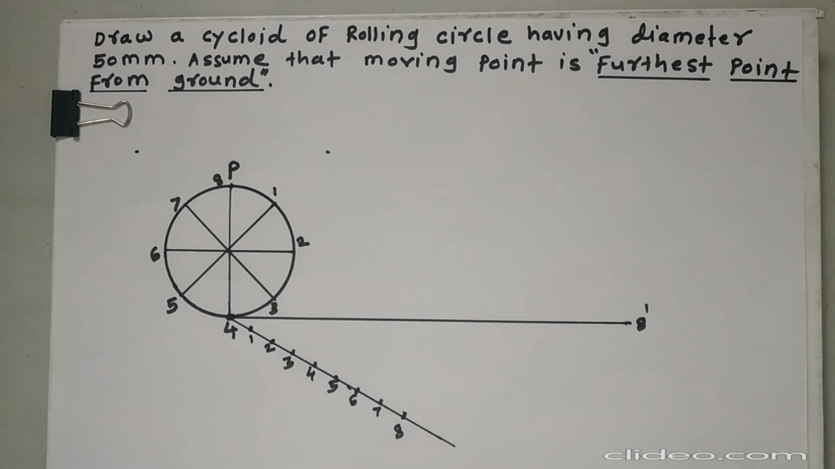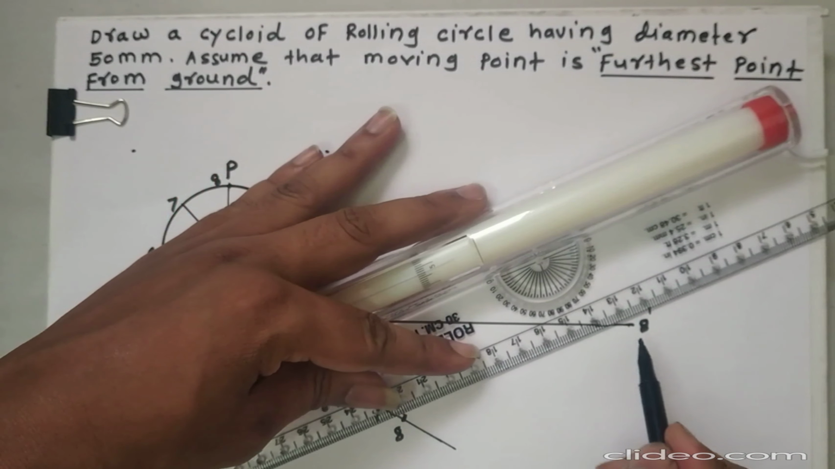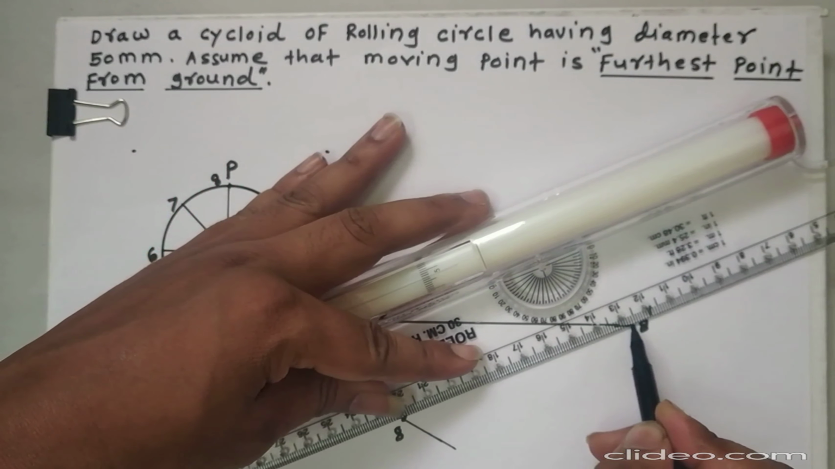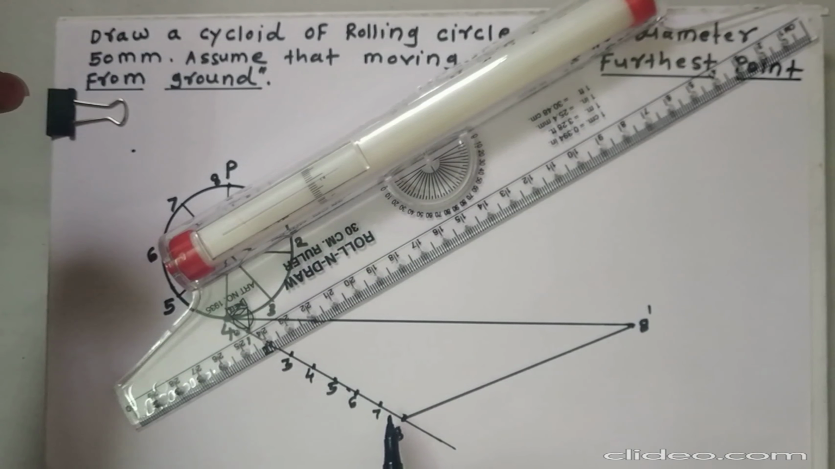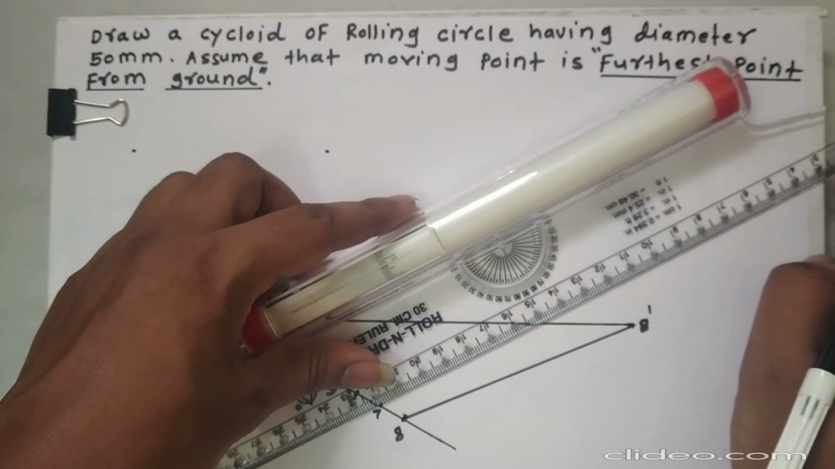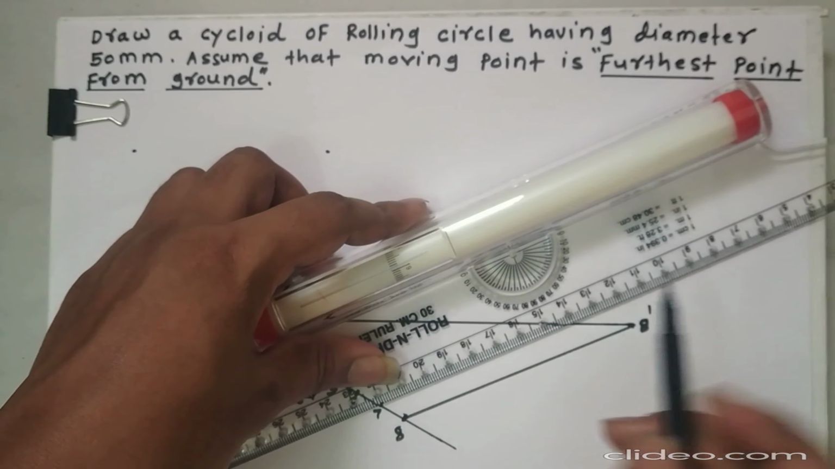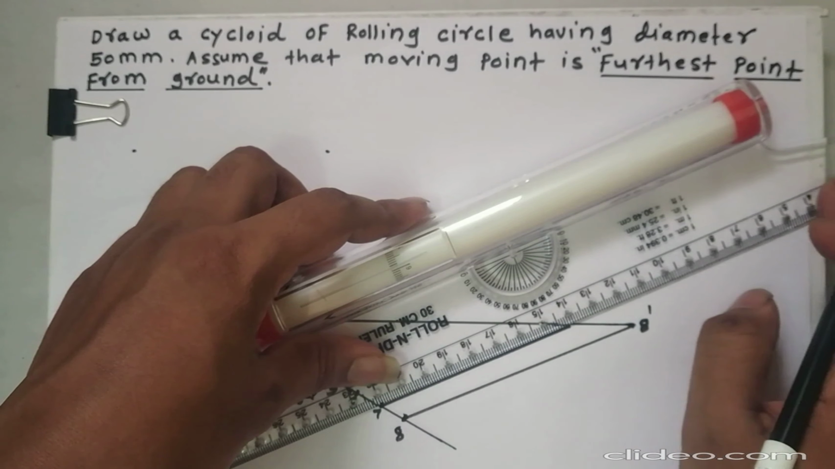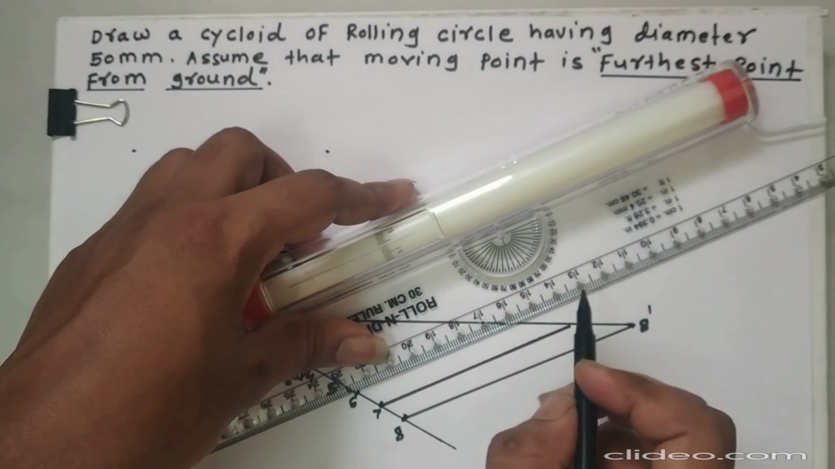Join 8 to 8 dash. Use the roller scale. Join 8 to 8 dash. Now consider point number 7. Draw a line through point number 7 that should be exactly parallel to 8 to 8 dash. Similarly, consider point number 6 and draw a line exactly parallel to 7 dash.